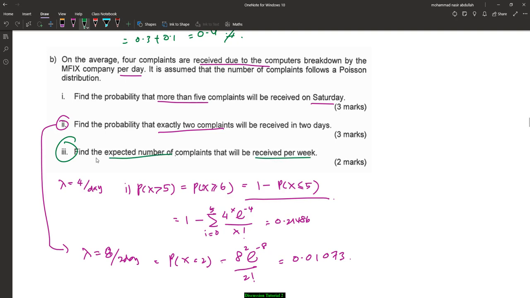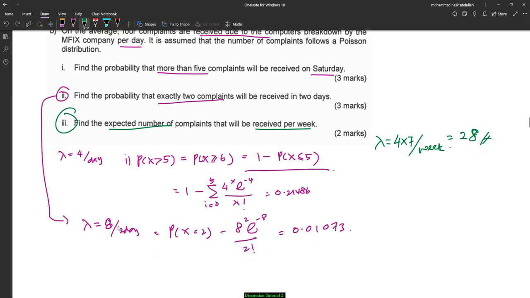Right? And the last question, find the expected number of complaints received per week. So assume that this company is running without holiday. So we have 7 days per week, right? So assuming, they didn't tell us how many days they are off. So we assume that lambda is equal to 4 multiplied with 7, this is per week. So this is 28. So this is the answer. Right? Okay.